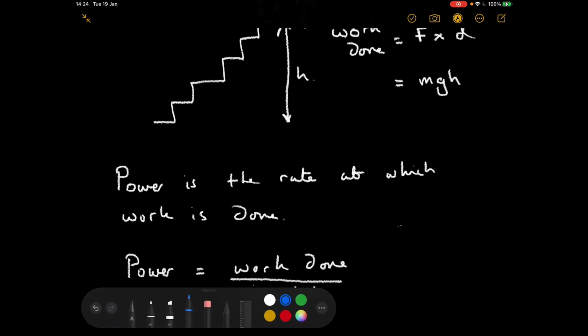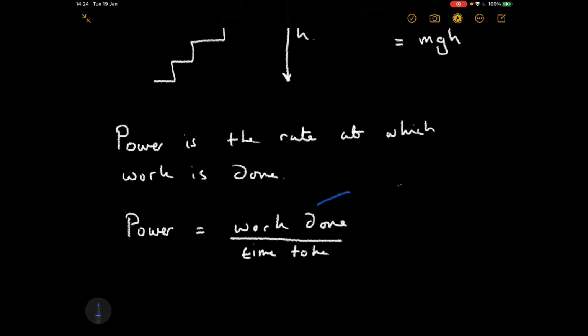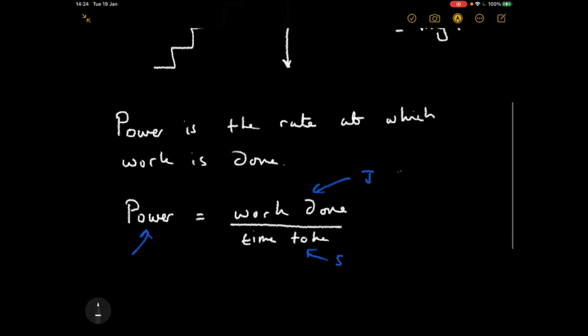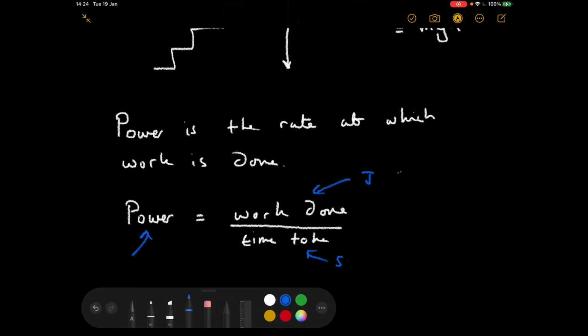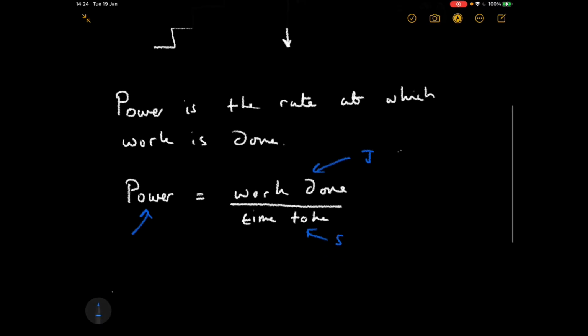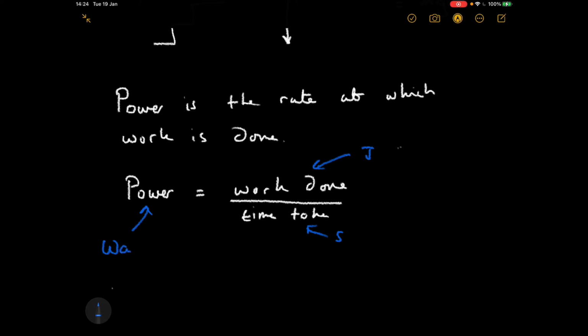And in terms of our units, the work done is the joule, the time we would normally work in is the second, and that gives us a unit of power, which is the watt, W-A-T-T. So a power of 1 watt is 1 joule per second.